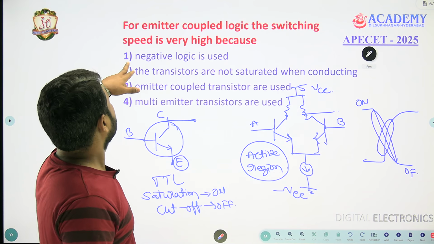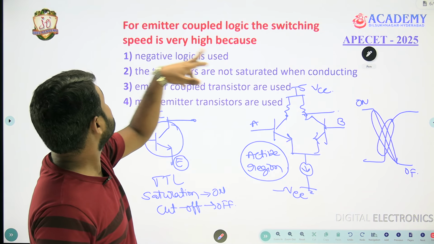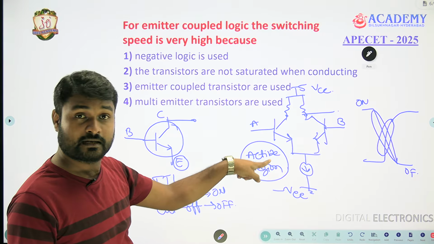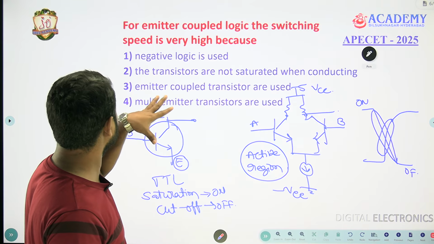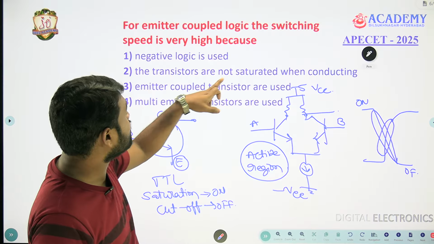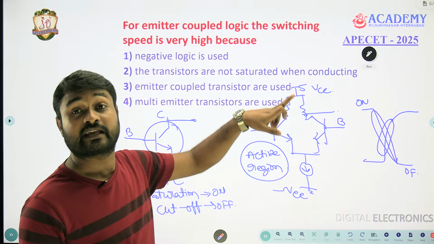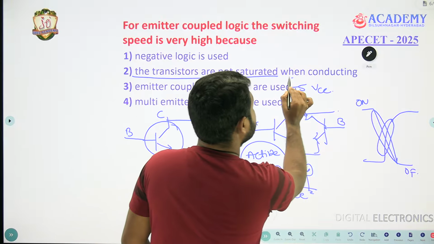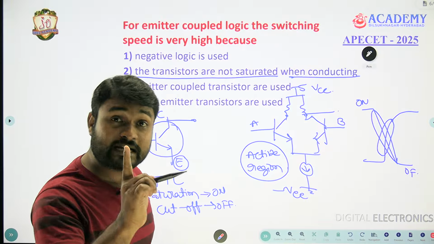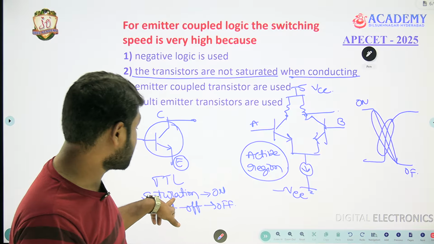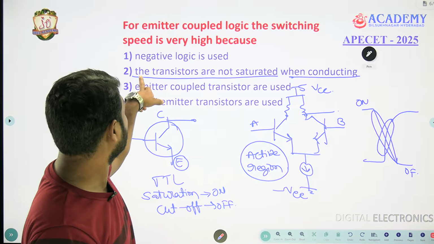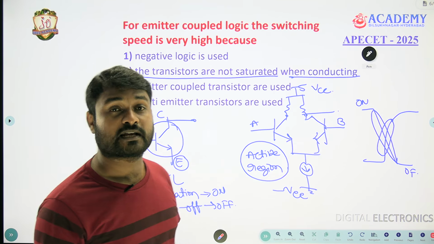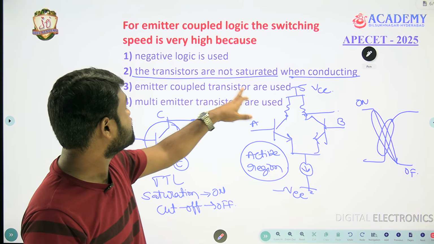We will see emitter coupled logic. The switching speed is very high. Why is it high? Because it is operating in the active region. The option given is that the transistors are not saturated when conducting. Yes, this is correct. During conduction, the transistor is in the active region, not in the saturation region. That is the correct option.